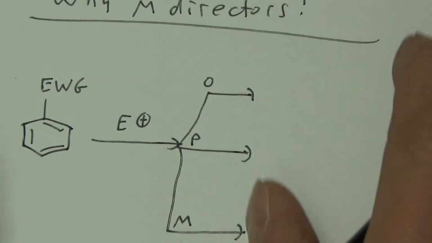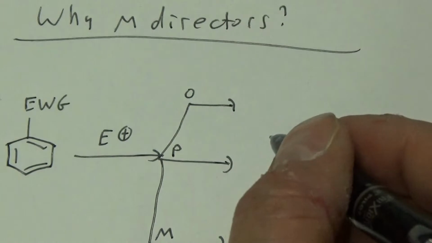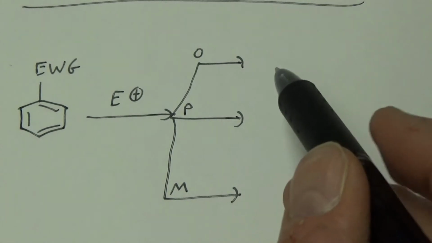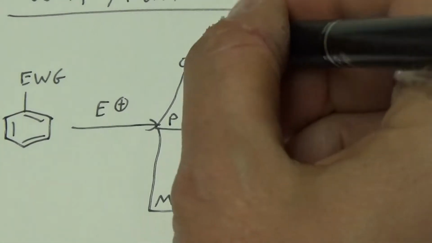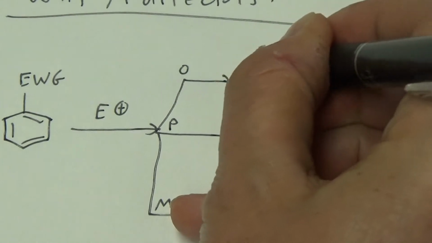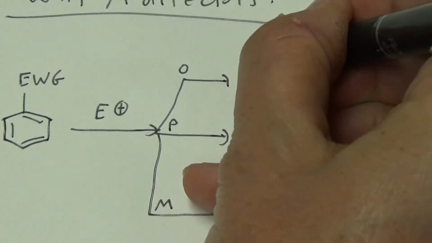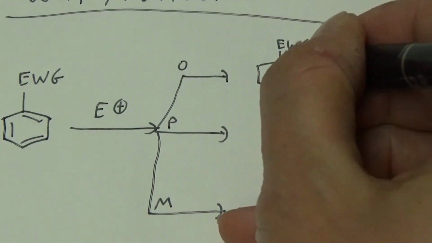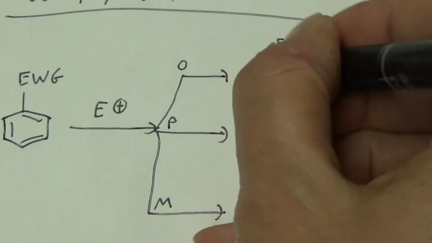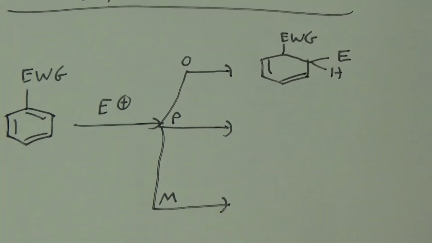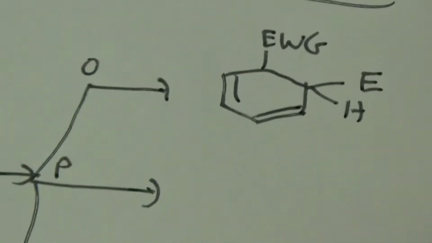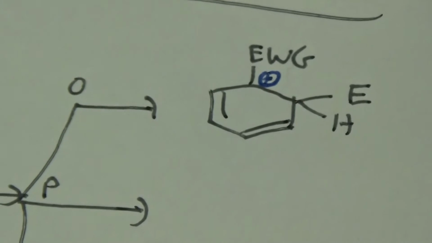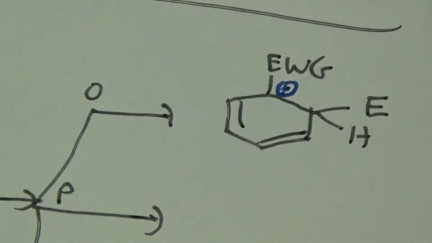Now we're going to draw what happens in the case of ortho. We know which is the good one, right? These are all meta-directors, so meta will be the good one. There's going to be something really bad about ortho and para. So if we have the electron withdrawing group on top, and we got an electrophile there and the H, double bond, double bond. Where's the positive charge? Ah, it's right there, at that carbon where the EWG is.